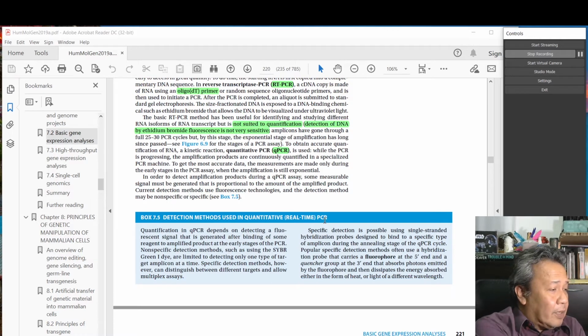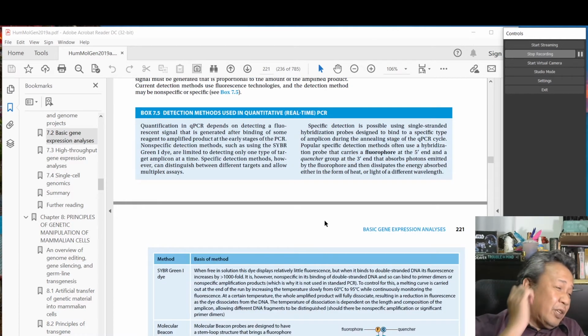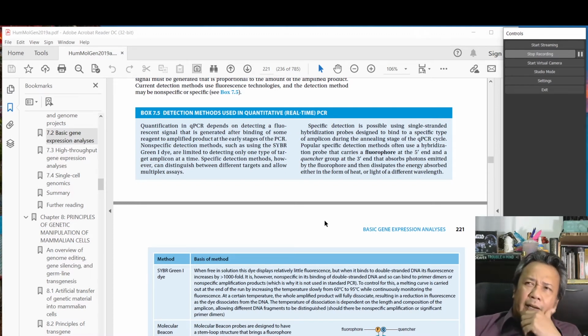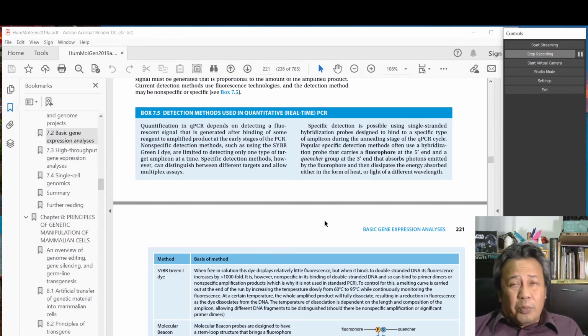Detection methods, the newer methods. Previously, when I did my studies, we were using reverse transcriptase PCR, where we did northern blots and so on. But nowadays, most labs will do the quantitative real-time PCR, the qPCR, and there are two main approaches to detecting expression. One is to use SYBR Green. SYBR Green is a dye that intercalates. It binds to a particular piece of DNA.